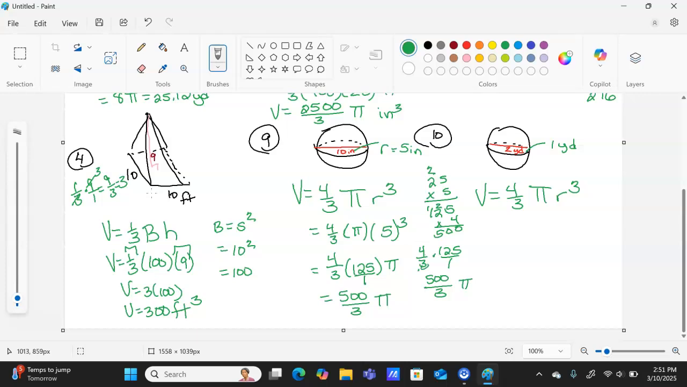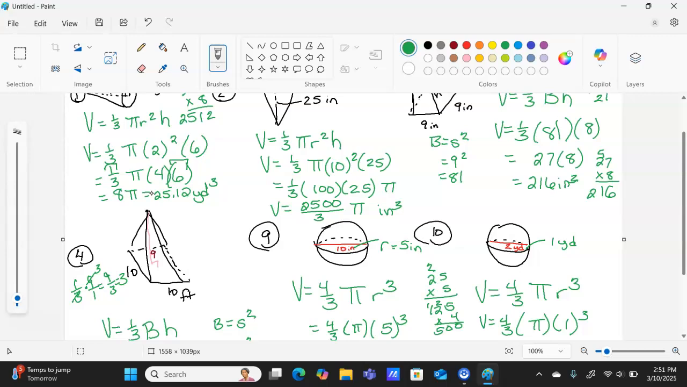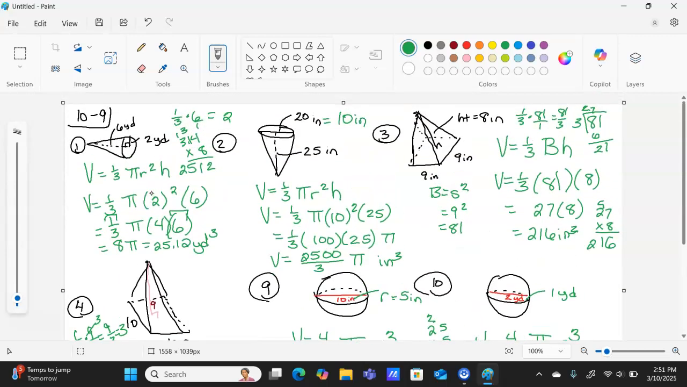And then on this one, r is 1. 1 cubed is just 1. So we get 4/3 pi cubic yards. And I told you on these that you could keep your pi in. So the only one that you actually had to do the multiplication on with the pi was number 1.